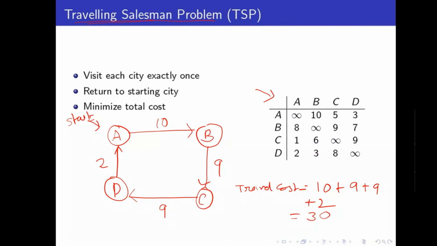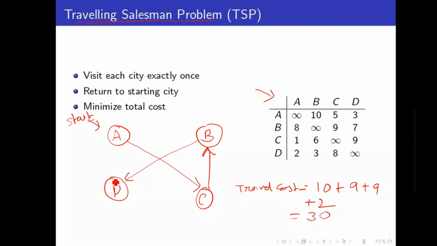Okay, let's try one more. So from A we go to C, from C we go to B, from B we go to D, from D we go to A, right? And we have to note here that is there a path or not. So this graph is fully connected, so we'll have path in every direction from every node to every node. But if there is no path, we'll represent it with infinite.